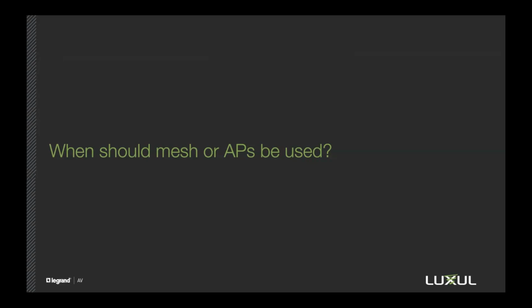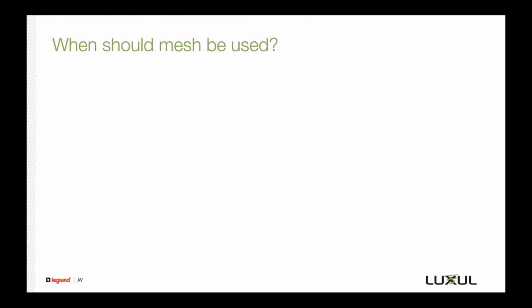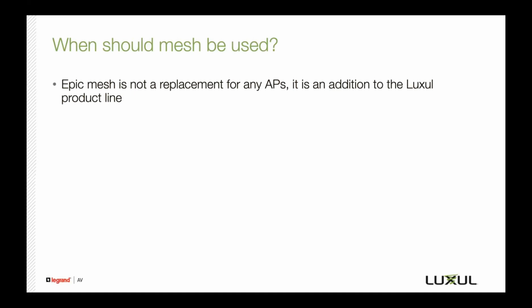But there are some guidelines that we throw out there to say, hey, look, maybe this is something you should consider. So, first off, I want to make clear that mesh is not a replacement for any of the access points in our lineup. If you are going to be doing a larger system, which we'll talk about in a moment, where you would normally use access points, we still recommend that you use access points. You're going to get a better result for your end customer. So it's not a replacement, it's just an addition to the line. So now in those situations where mesh is appropriate, you don't have to go to another product just to accomplish that situation.